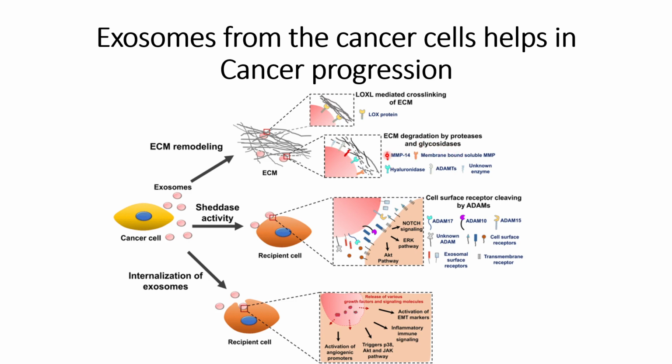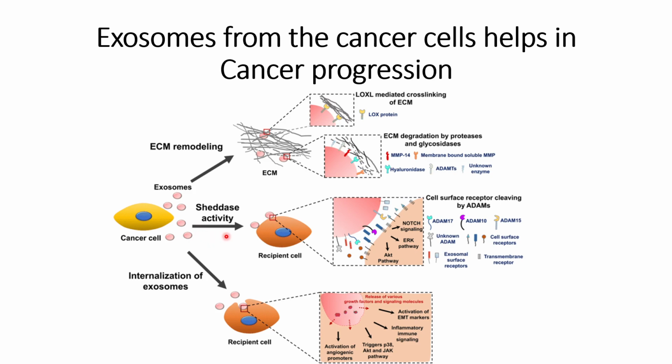We have discussed MMPs in our previous videos, such as MMP40s and other MMPs, and in this figure they have mentioned other glycosidases that help in degradation of the ECM, such as hyaluronidase and some unknown enzymes and unknown ADAMTs also. Because of this ECM degradation, it creates a less resistant pathway for the cancer cells to migrate from primary organ sites to secondary organ sites. So this is about ECM remodeling.